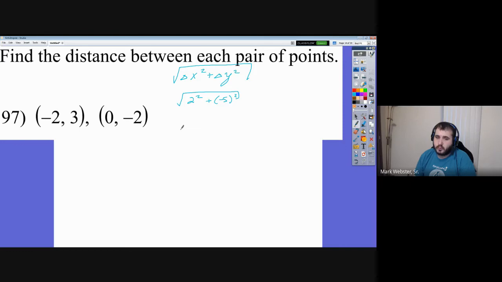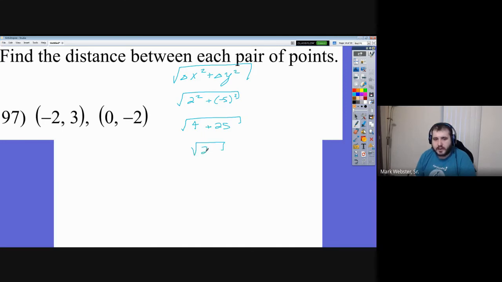2 squared is 4. -5 squared is 25. Positive 25. Once you've done your squares, if you still see a negative underneath this square root, you're wrong. Period. So if you've got a negative under here, at this point, you are officially and irrevocably wrong. Forever. I'm sorry.